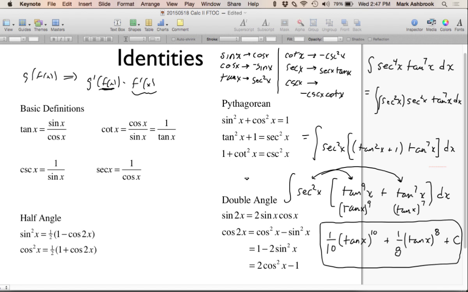Okay, so try secant x times tangent to the 5th x. Last one: secant x times tangent to the 5th. Let's see if you can do that one. If you're still working, you can ask while others are working. If you want to ask about this one, are there any questions about this one?